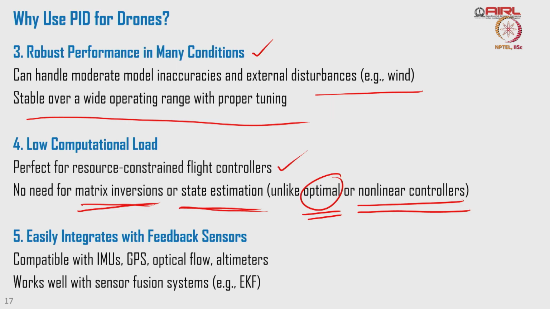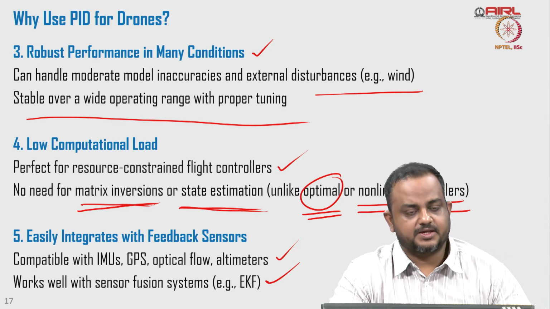Okay. PID control easily integrates with feedback sensors like IMU, GPS, optical flow, altimeters, and works well with sensor fusion systems as well, such as the extended Kalman filter. So, we are seeing that PID is a very useful controller for flight control systems. Not only that, it is simple to implement. The only proper care that we have to take is in the tuning of the PID, right? Okay.